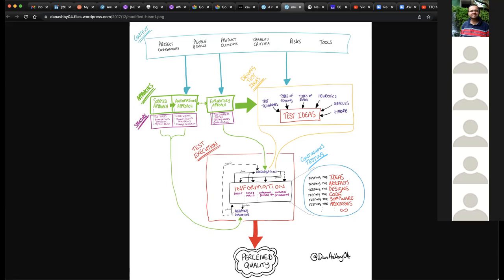Now, craftsmanship for me comes when we actually put our mind across all of those things, right? So craftsmanship is, I mean, take any craft, not only testing.